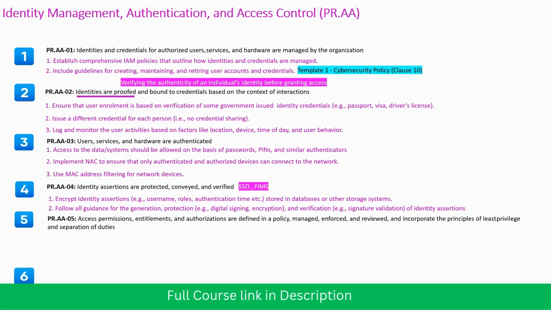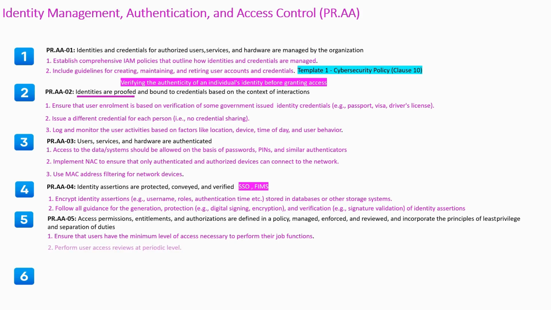The fifth subcategory is about access permissions, least privilege, and separation of duties. What you need to do is ensure that users have the minimum level of access necessary to perform their job functions. Perform user access review at periodic intervals. Implement segregation of duties to prevent conflicts of interest and reduce the risk of fraud or error. Any critical transaction should be validated by two persons.